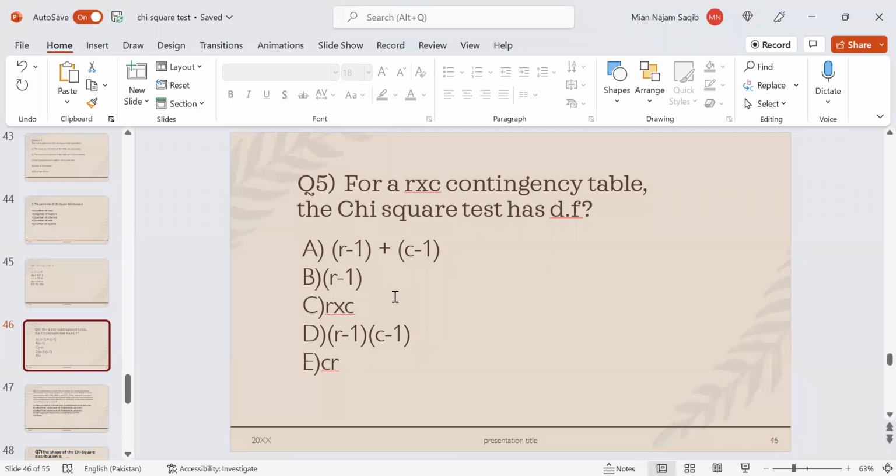A. No, this is D. Charlie? Oh, it's D because you multiply R minus 1 into C minus 1.